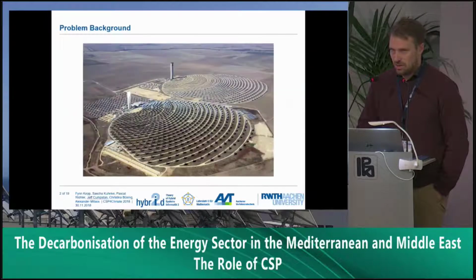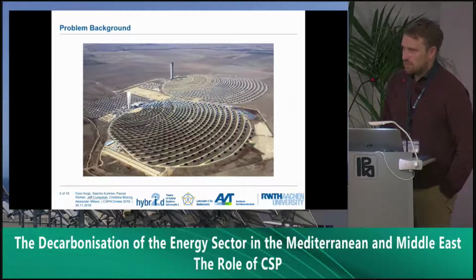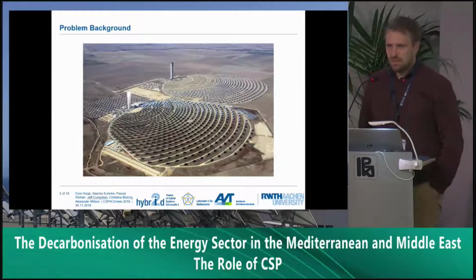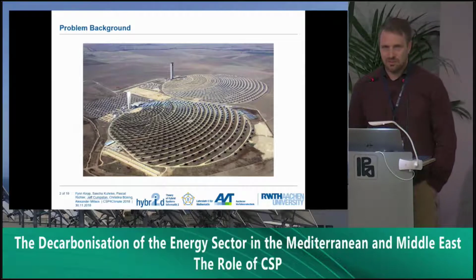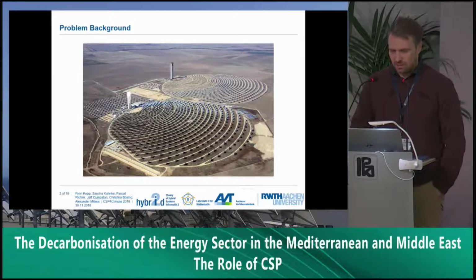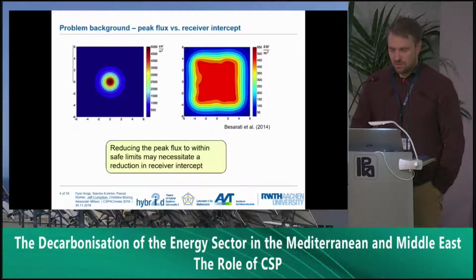So we all know the PS10 solar power plant depicted here. I believe this picture was taken in 2009 or so. As we can see, PS20 is still under construction. And we're going to use PS10 as a case study for looking into optimizing aim points of heliostats on the receiver. Now, what do I mean by aim points?